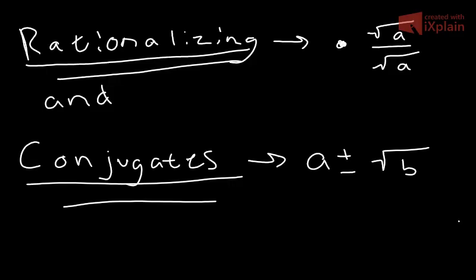So the whole reason for rationalizing and conjugates is getting rid of a square root term in the denominator. We want to get rid of it. If we have a binomial like this, or just the term, we would just want to get rid of the square root for our final answer.